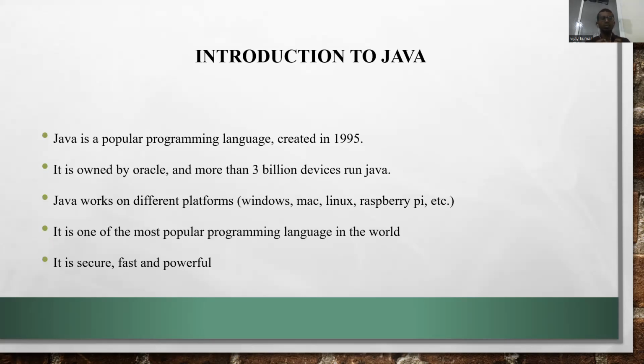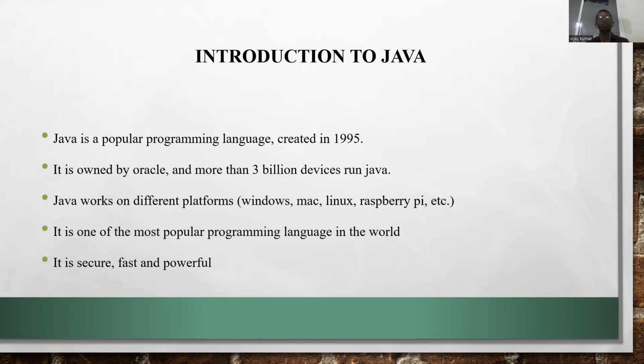Java is a popular programming language, as we already know. It was created in 1995 and is owned by Oracle, and more than 3 billion devices are running Java. Why is Java so popular? Because it is platform independent. Java runs on any platform, like Windows, Mac, Linux, Raspberry Pi, etc. Java can run on all of these platforms. This is the main reason why Java is more popular and why 3 billion devices use it.